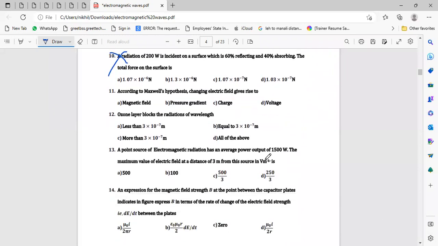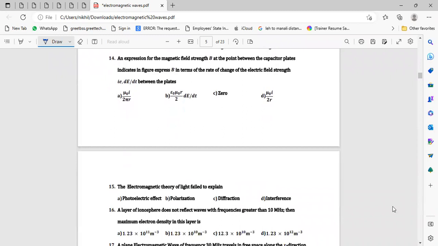Now let us take up this. According to Maxwell's hypothesis, the changing electric field gives rise to what? Magnetic field. Even this ozone layer and radiation of average output, and even dE by dt is also not required.